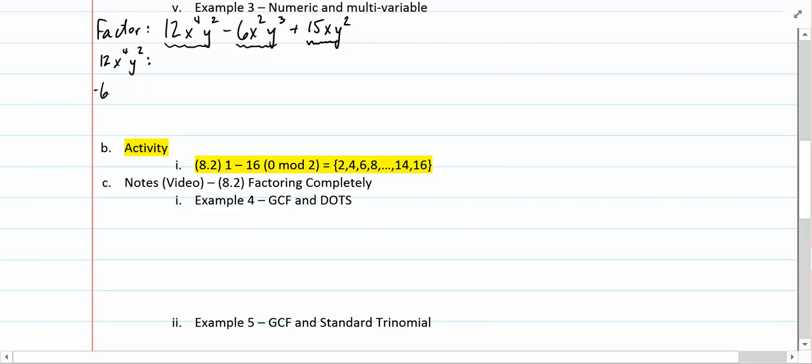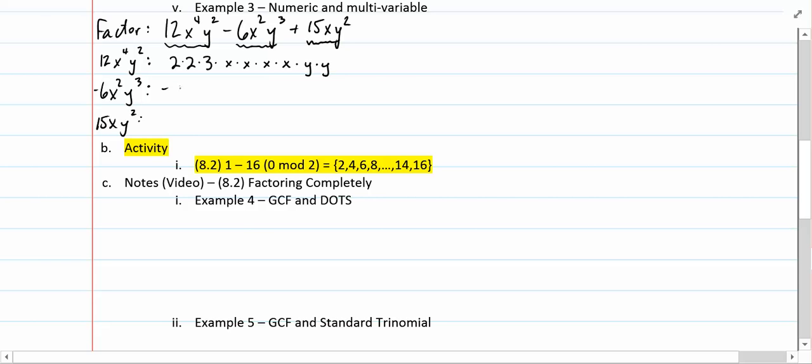Then I'll write negative 6x squared y cubed, and then I'll write 15xy squared down below my original trinomial. Then we'll create the prime factorization for each. So the prime numbers that multiply to make 12, as we saw before, are 2, 2, and 3. And for x to the 4th, that means we have 4 x's written side by side. 4 x's multiply together to make x to the 4th. And for y squared, that's 2 y's multiplied together.